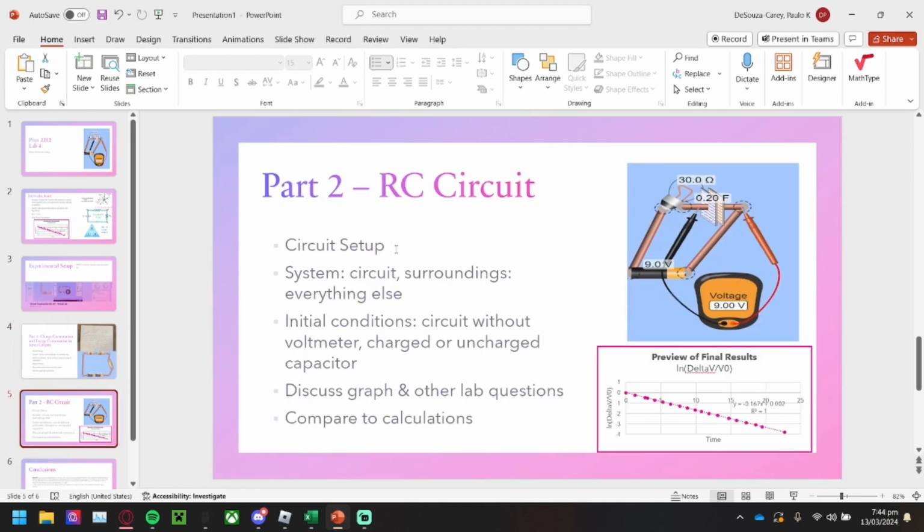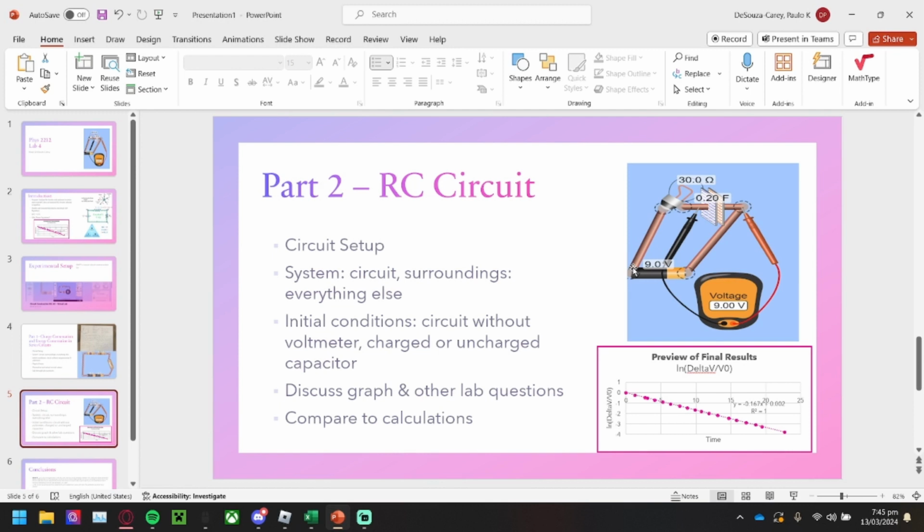So for part 2, I analyzed an RC circuit, and the circuit system here is this: battery, light bulb, which is our resistor, and our capacitor. And this is our system, our surroundings is everything else. Our initial condition was this without the voltmeter here and without a charged capacitor. So the first thing we had to do for this part of the lab was to just see how the light bulb would react to charging and discharging the capacitor.